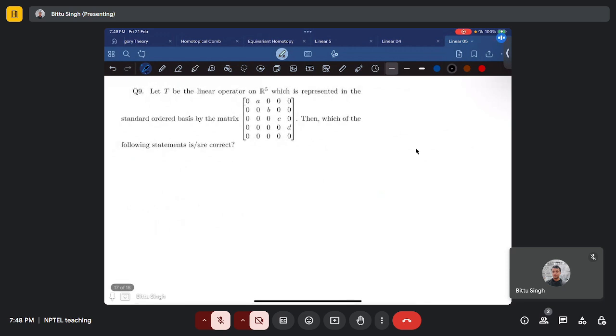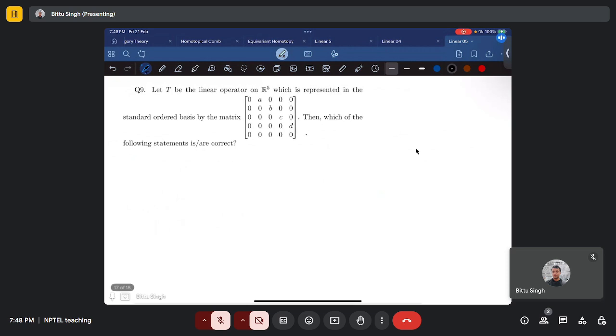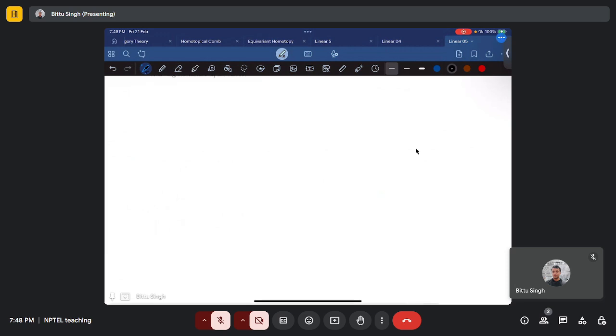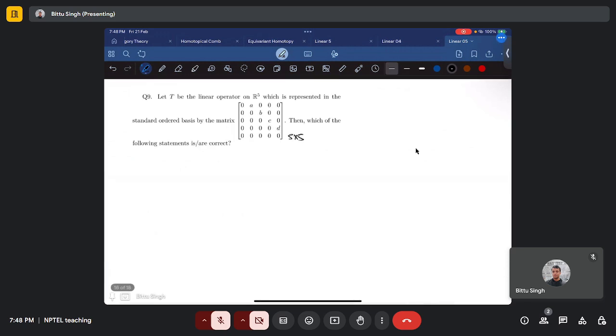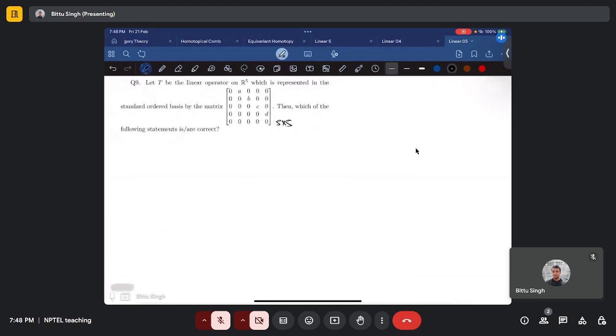So let us solve the last question. Here T is a linear operator on R5, and it is represented by this 5 by 5 matrix. Now the question is, which of the statements is correct? Where are the statements? The statements are not given. Let me tell you what those statements are.